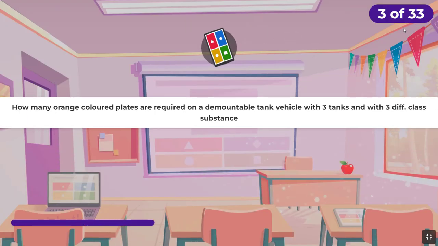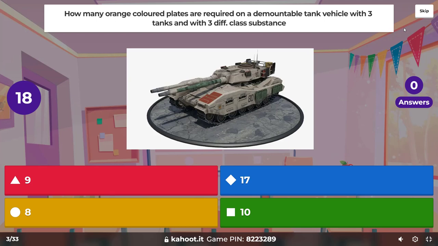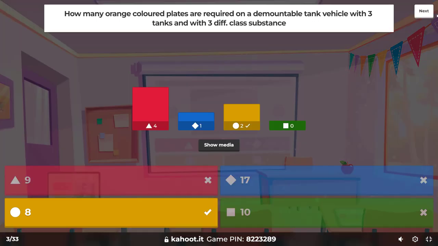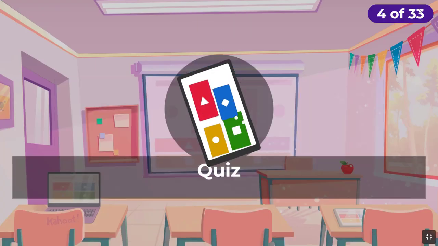How many orange colored plates are required on a demountable tank with three tanks, with three different classes? When you have three different products on the tank, you can have one on each side of each of the three tanks. So how many is that? Six. And one on the front and one on the back? Eight. You're never going to get a question that difficult in the ADR exam, okay?